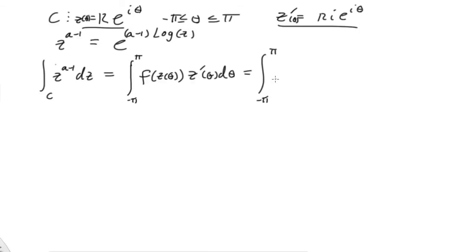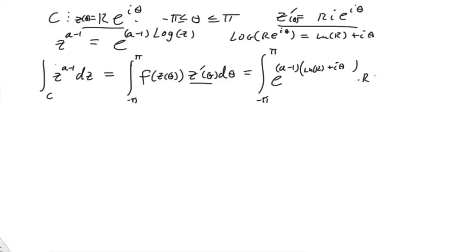And this becomes e to the a minus 1 times the log function of z of theta. Putting in r e to the i theta, that's natural log of r plus i theta. Then I put z prime, which is r times i e to the i theta d theta. Let's continue on with this integral. I'll call this integral, and I'll put a little a there, just as my label for it.